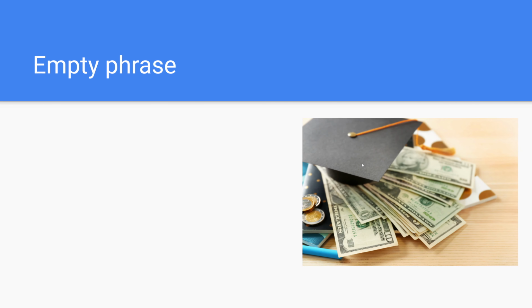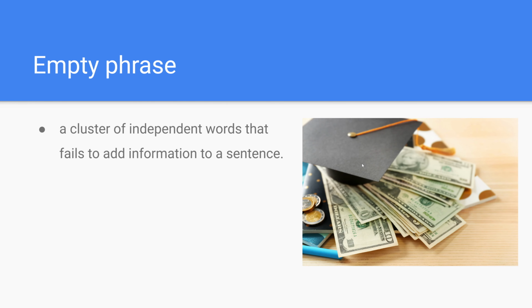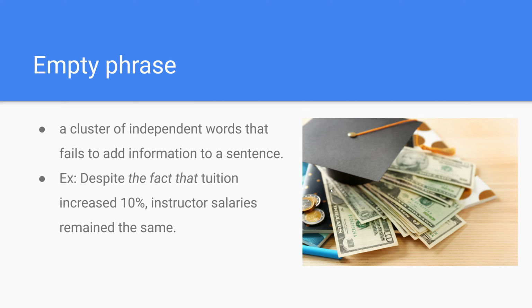Now, an empty phrase is going to be very similar to an empty word or vague term, except that now we have a cluster of words, and altogether they fail to add any information to a sentence. They're those kinds of word fillers that we use in our everyday language. So whenever we're writing, we want to improve upon our everyday language by removing these filler words.